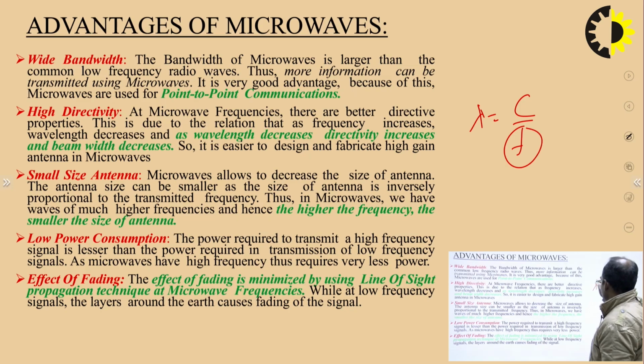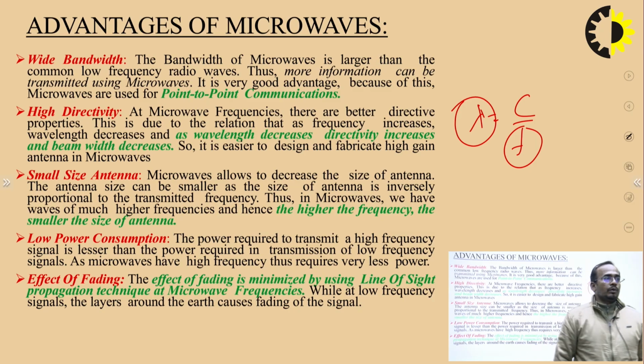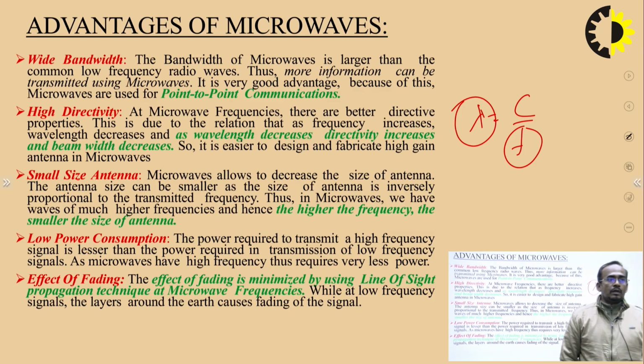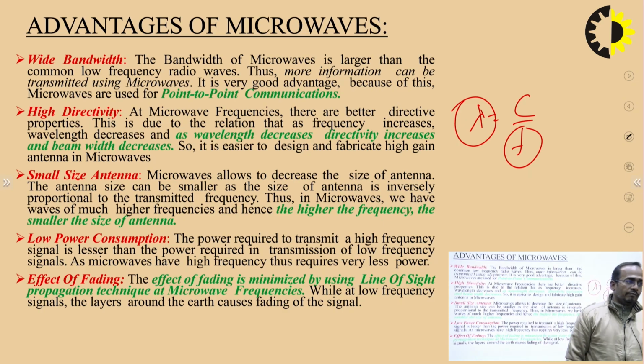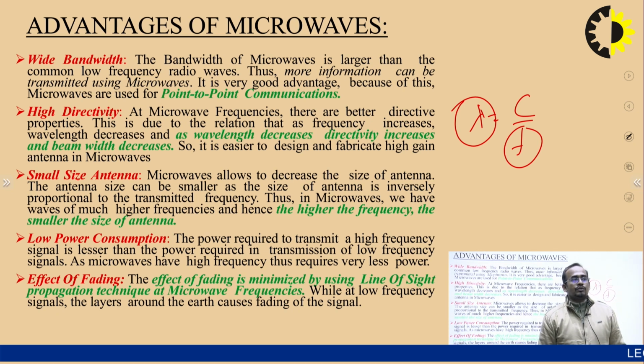If the frequency is high, the wavelength will be low, and if the wavelength is low, the size of the antenna will be low. So the higher the frequency, we have the waves of much higher frequencies, and in that case, the higher the frequency, the smaller the size of the antenna.